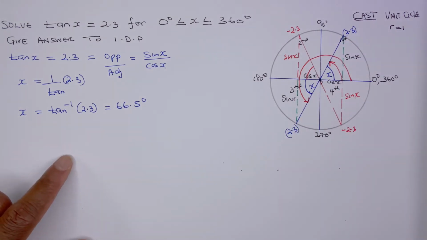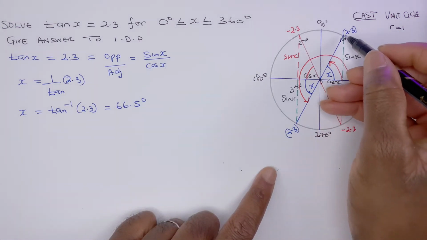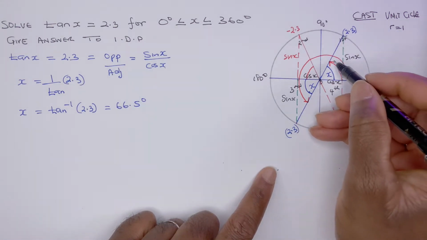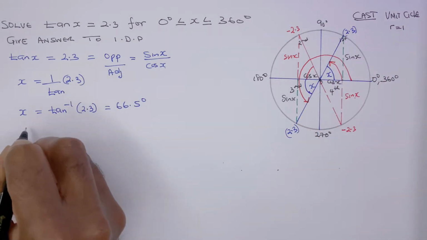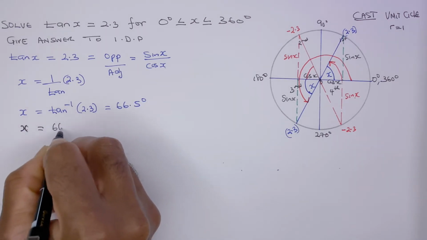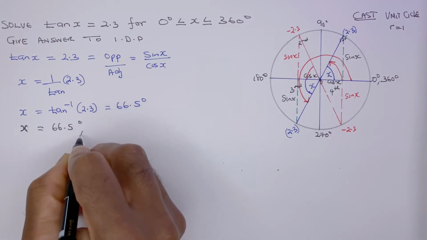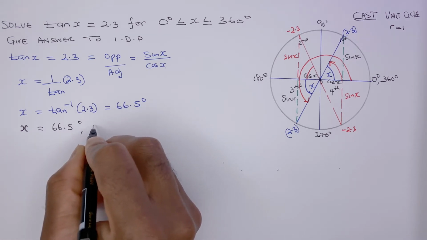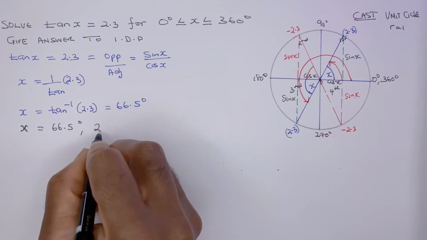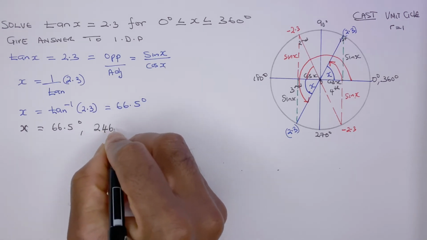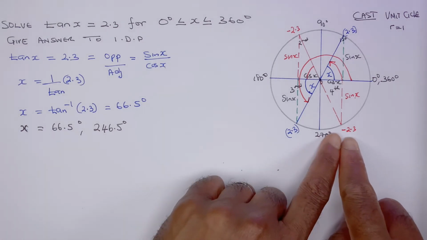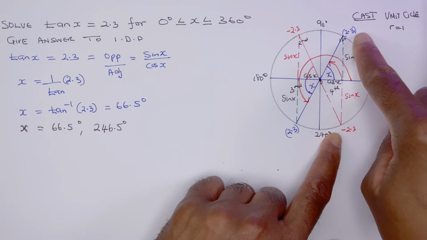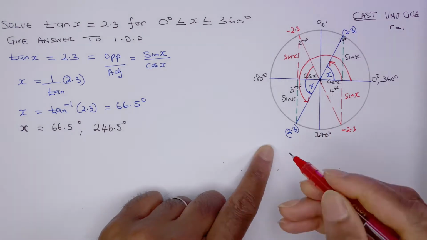So the x value would be 180, because that angle in a straight line is 180. So you go 66 there, and then you add in another 180, that's another pi. So the angles we're looking for will be 66.5 degrees, and then 180 plus 66.5 is 246.5 degrees. We couldn't go any beyond that.